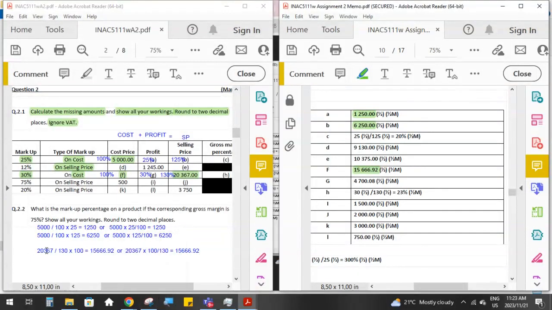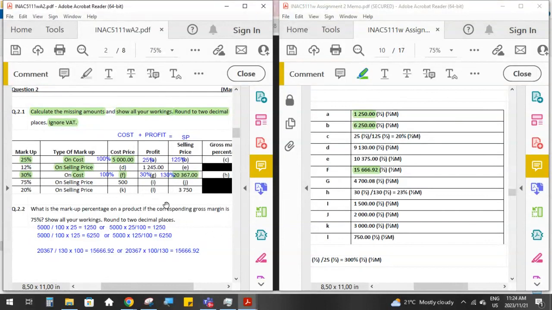Okay, so we always divide the rand value that we've got by the number of parts that it is. We already worked out here that the 20367 is 130 parts. So the 130 must go at the bottom. And then what goes at the top is the number of parts that I want. I want 100 parts to work out F, and I want 30 parts when I work out G.